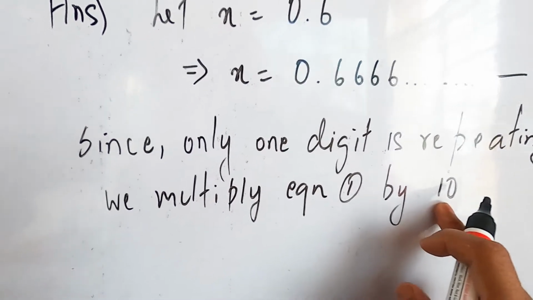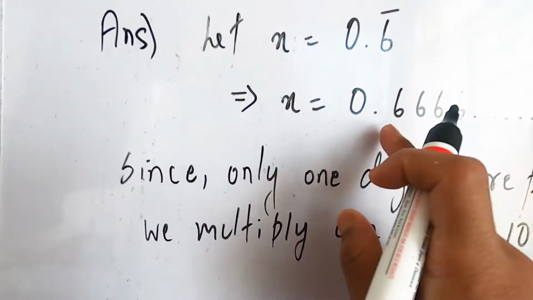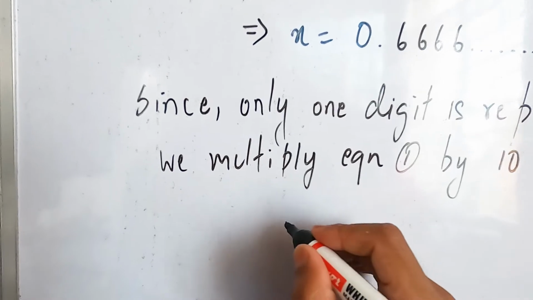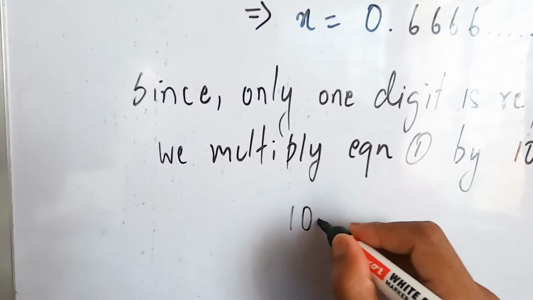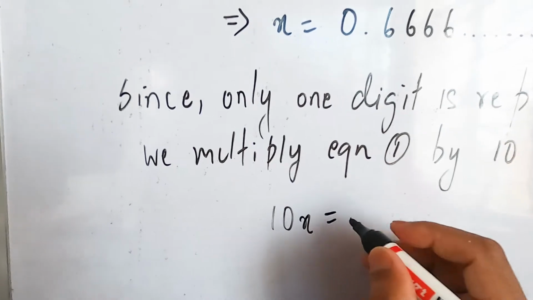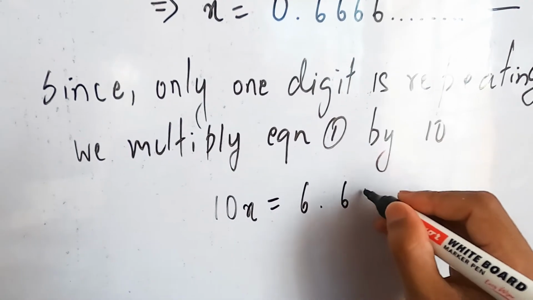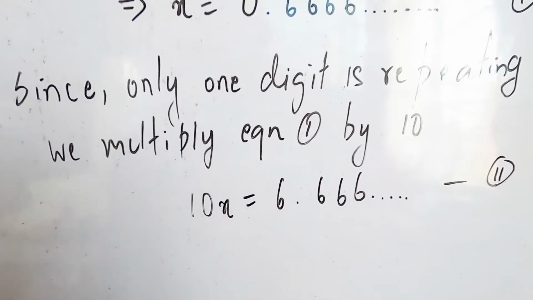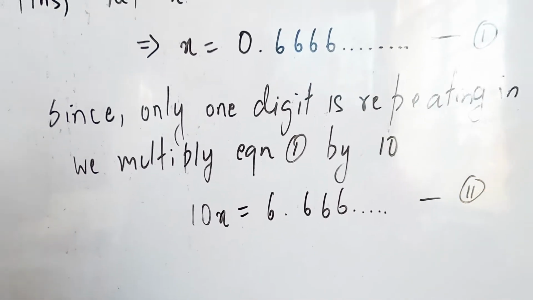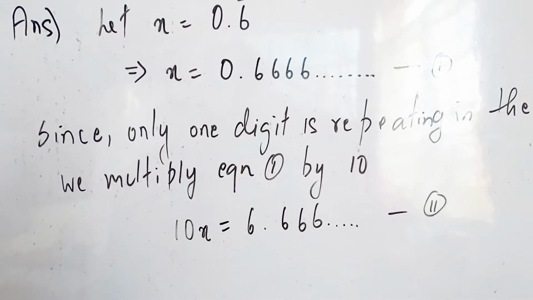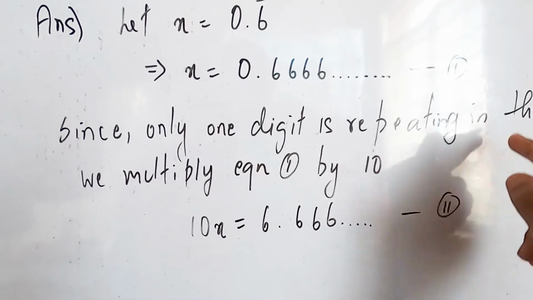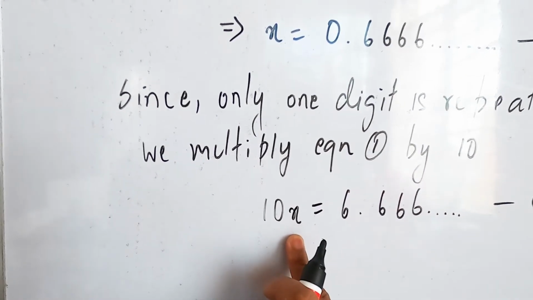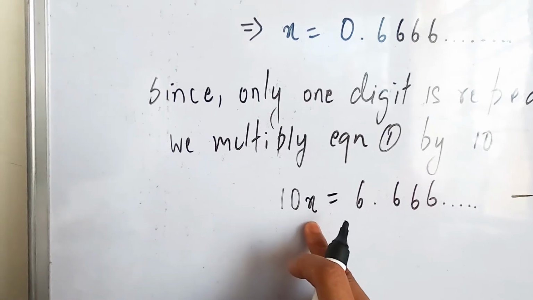Next, equation 1 we multiply by 10, so it will be 10x is equal to 6.666 and so on and so forth. We will name this as equation 2. Now we will simply subtract equation 1 from equation 2 and we will get the value of x in the form p by q.